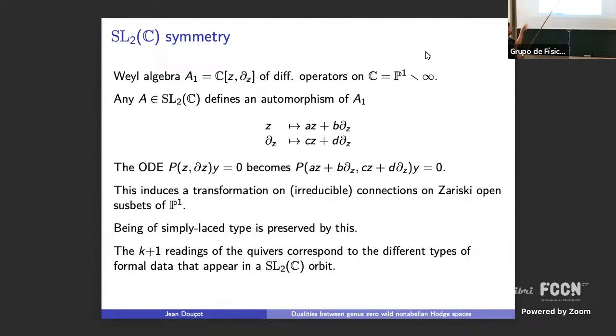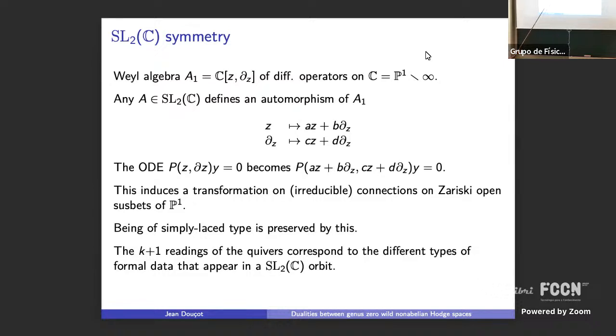And such an equation is quite close to a connection. With a couple of caveats, this induces, for any matrix in SL2, a transformation of irreducible connections on Zariski open subsets of P1. A remarkable fact is that a connection of simply laced type is preserved by this SL2C action. The more abstract way to understand the simply laced case is that those readings of the supernova diagrams exactly correspond to the different configurations of singularities that appear in a given SL2 orbit.